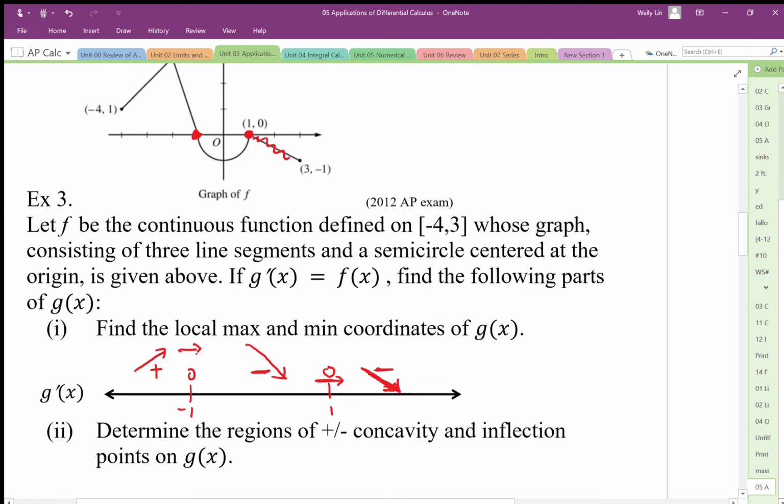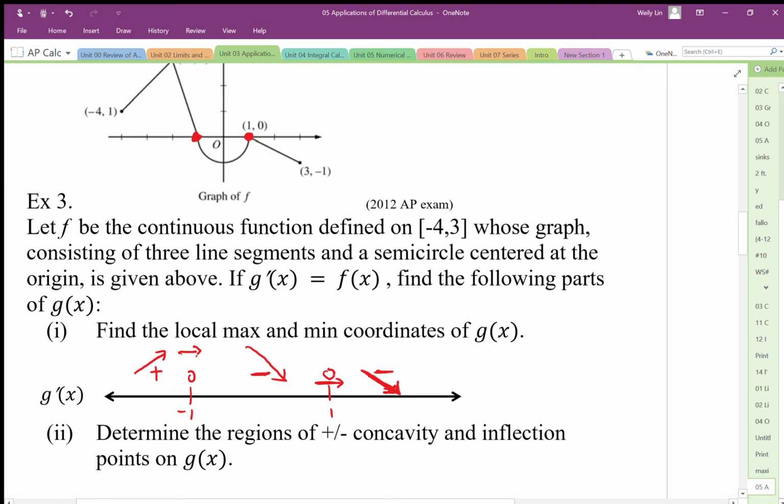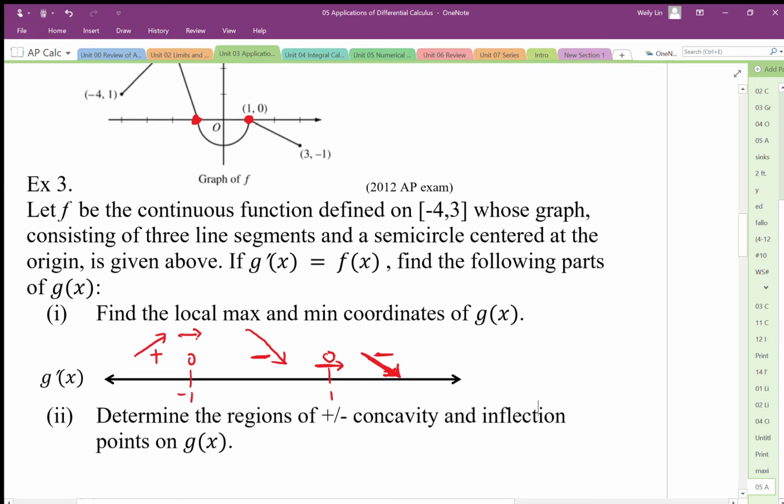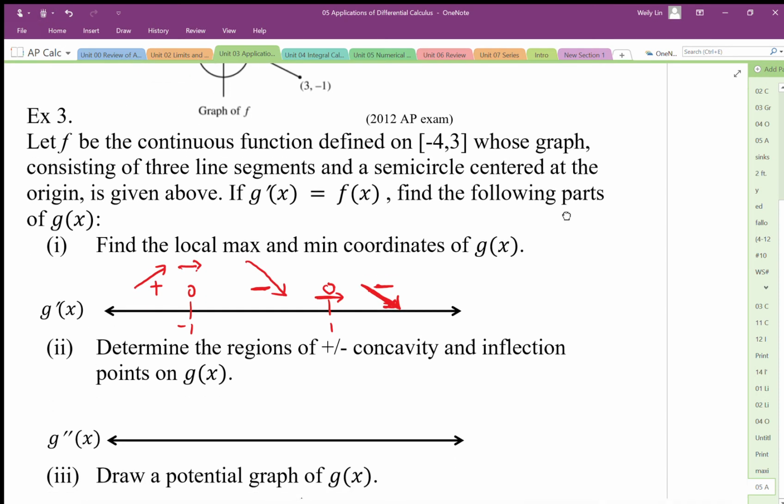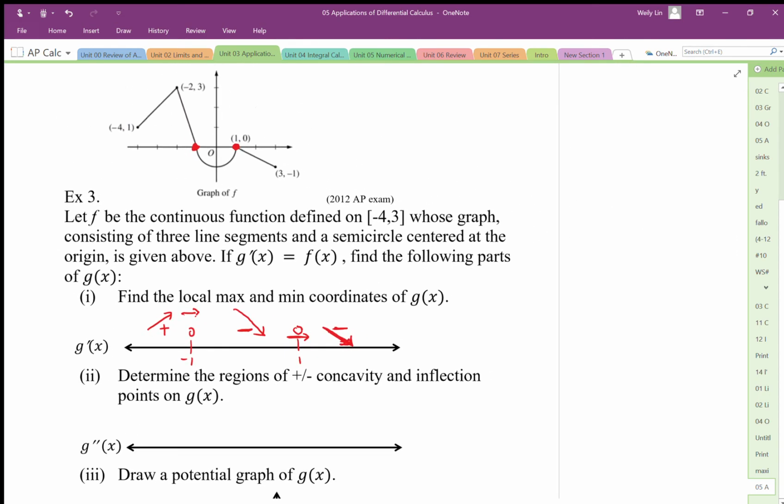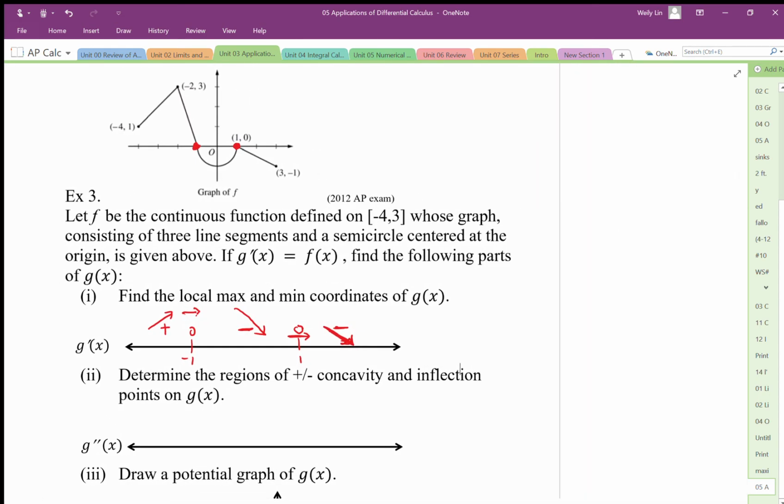Okay, so that's our slopes. So we have an idea what the graph looks like. It goes up, then kind of slides down like that. So what about the concavity of this graph? We need to talk about the slope on the slope graph. And where does the slope change?